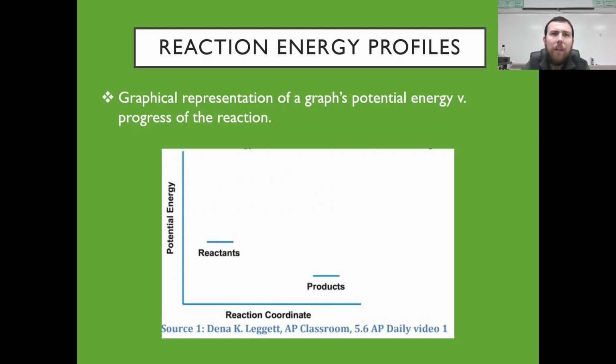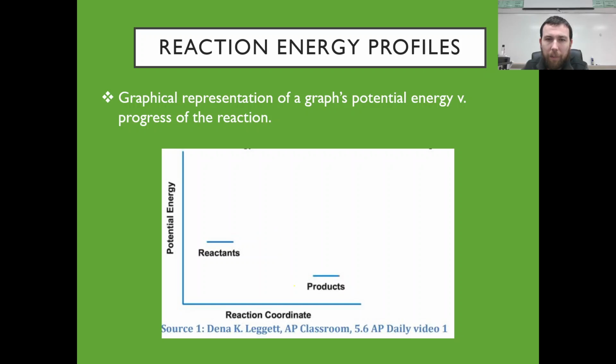A reaction energy profile is a graphical representation of a reaction's potential energy versus the progress of the reaction. On your y-axis, you've got your potential energy, and on the x-axis, you've got your reaction coordinate, which is saying at different points within the reaction. Here at the reactants, that's where you're starting, and then as you proceed, you're going to proceed to products.